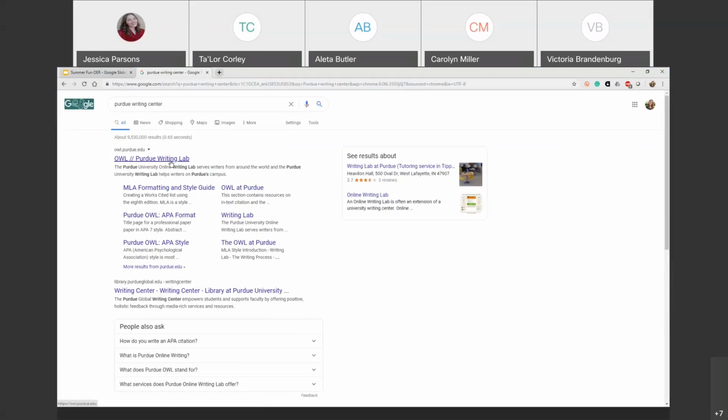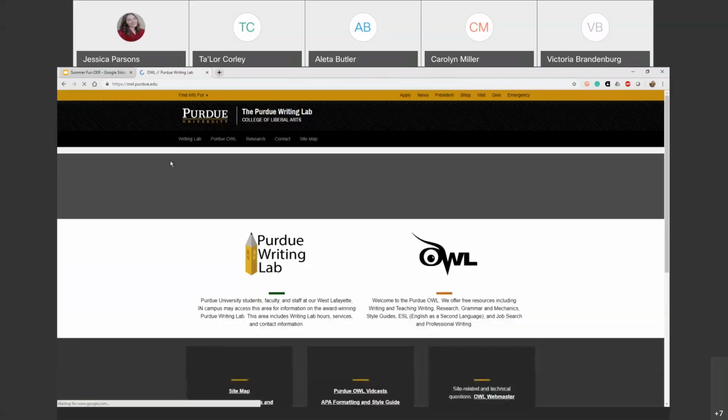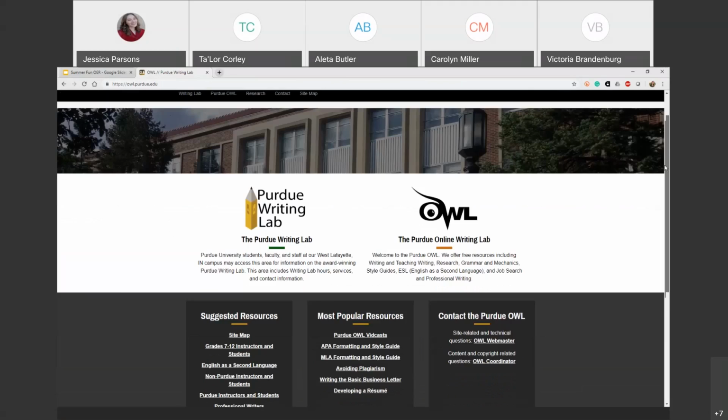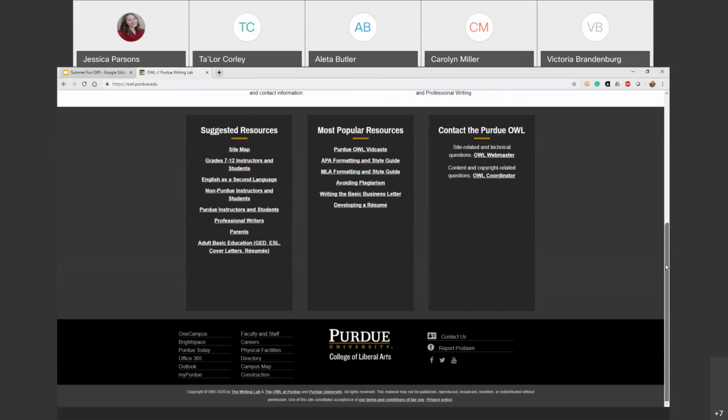So if we go to the OWL Purdue Writing Lab, you all can still see my screen, correct? Great, thanks. So we'll look at the website, and as Taylor and Alita mentioned, we'll usually just scroll down to the bottom and it'll let us know. We can see here, it tells us that it is copyrighted, all rights reserved, and this is usually the most telling part. This material may not be published, reproduced, broadcast, rewritten, or redistributed.